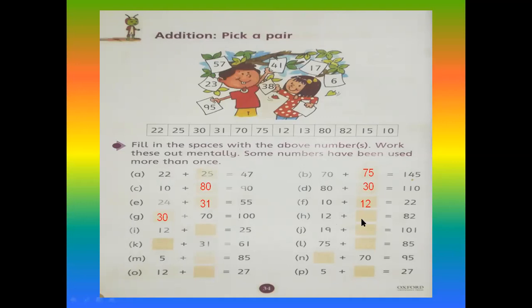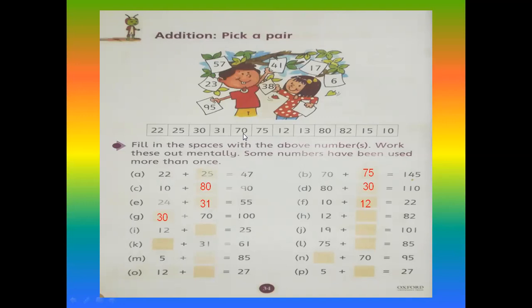H part. 12 plus dash is equal to 82. First you check how much difference there is between the first given number and the answer. Here, look, the first given number is very small and the answer is very big. It means the second number will be a big number, not a small one.